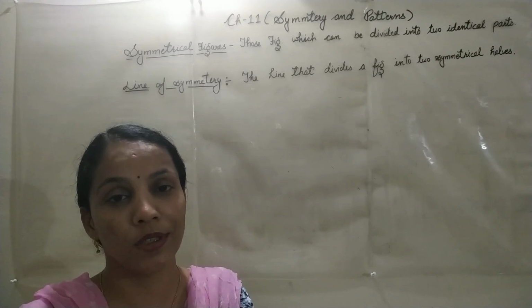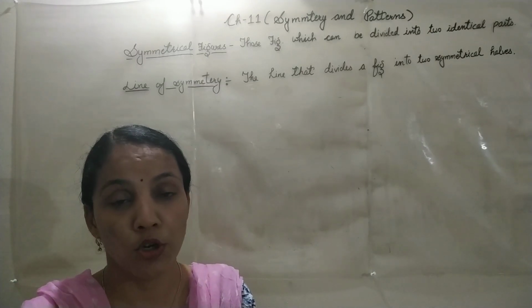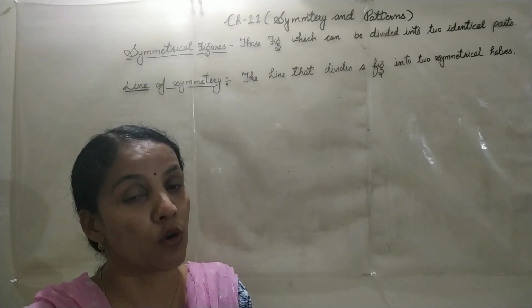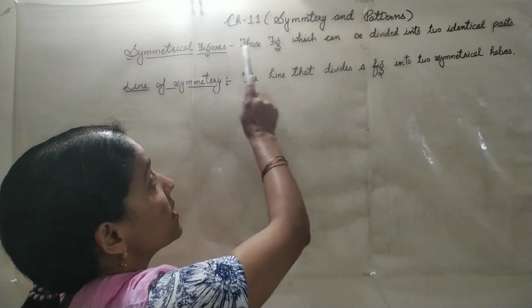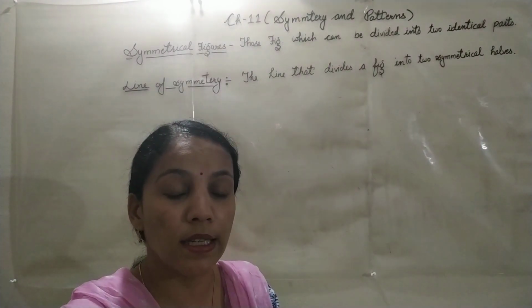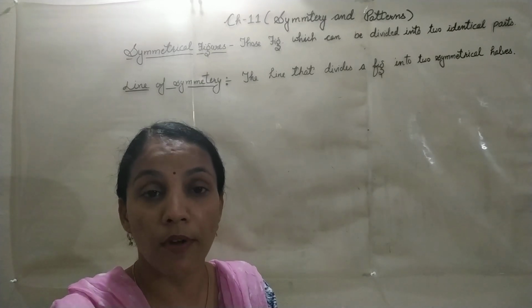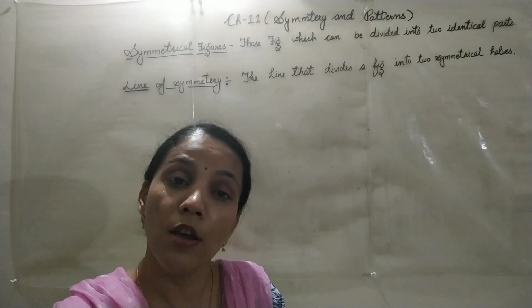Today I am going to teach you chapter number 11, Symmetry and Pattern. To understand that, first of all you have to understand symmetrical figures. Symmetrical figures are those figures which can be divided into two identical parts. A figure that can be divided into two identical parts, we call a symmetrical figure.